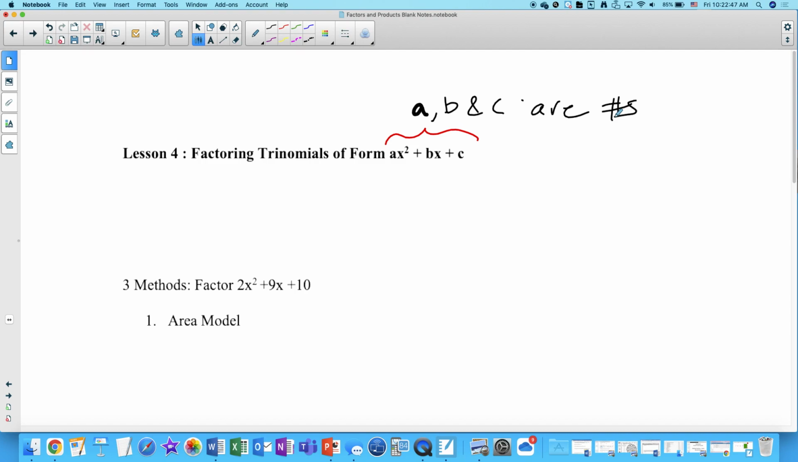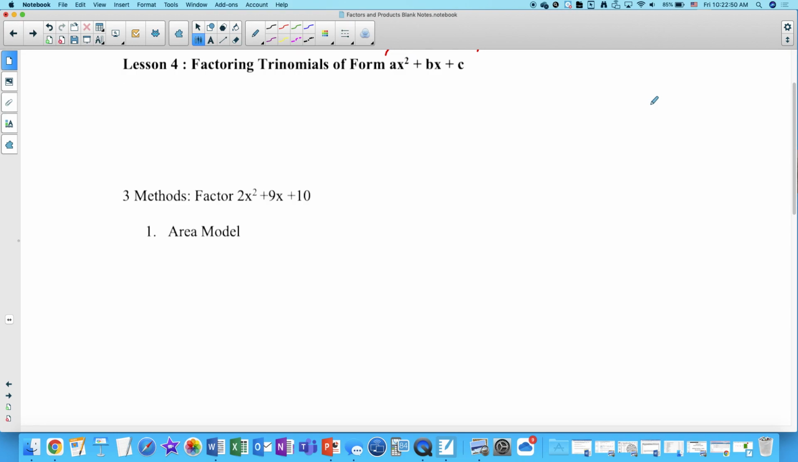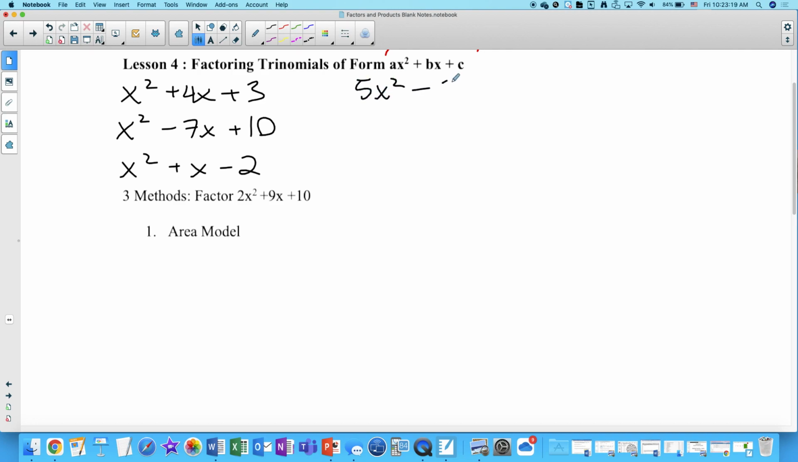Now let's just write some examples of polynomials that could take that form. Well, we already saw a couple of them, right? So what did we do? We did x squared plus 4x plus 3. We did x squared minus 7x plus 10. We did x squared plus x minus 2. There's 3 examples. Oftentimes, the coefficient of x squared, which is the a value, doesn't have to be 1. So we could have something like 5x squared minus 2x plus 12. Okay. You could also have something like this.